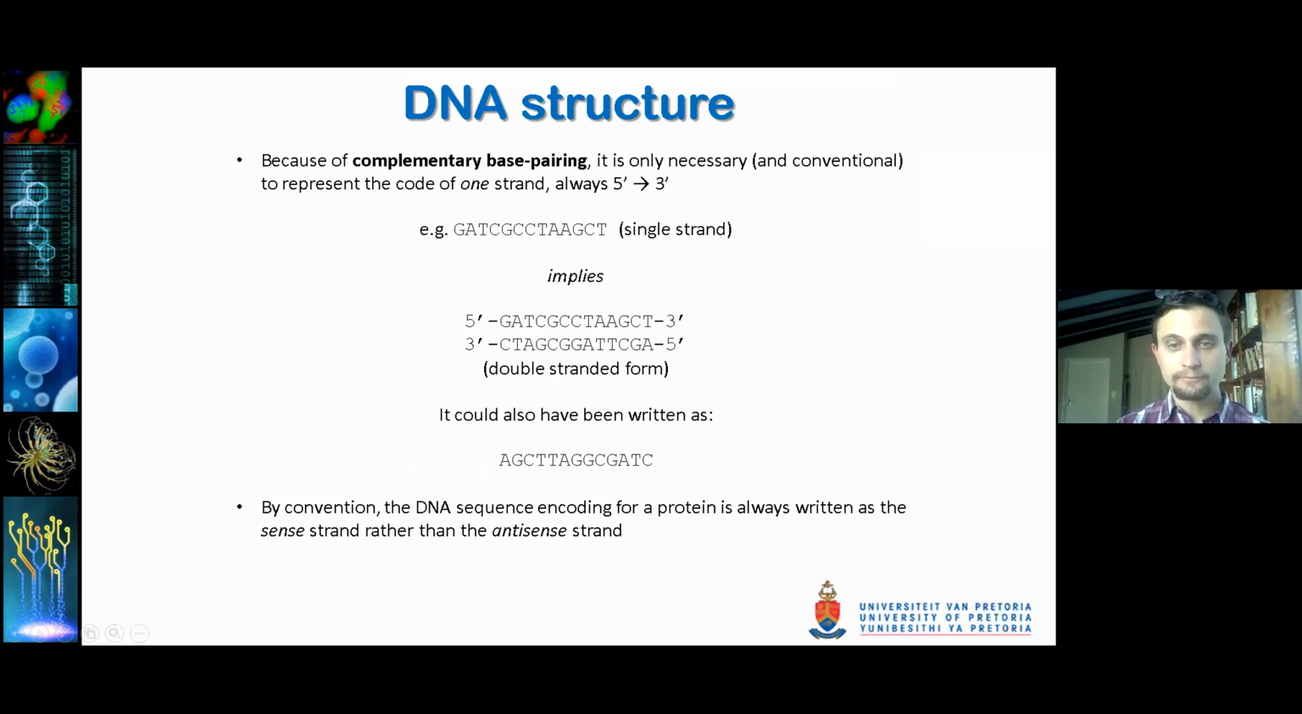Yeah, so I've basically already said this, that you only need a single strand in order to identify the full double strand, because when you know this sequence, you know exactly how it will pair up, because you know that the guanine will always pair up with the cytosine, the adenine will pair up with a thymine, and so on. And the same applies to RNA.